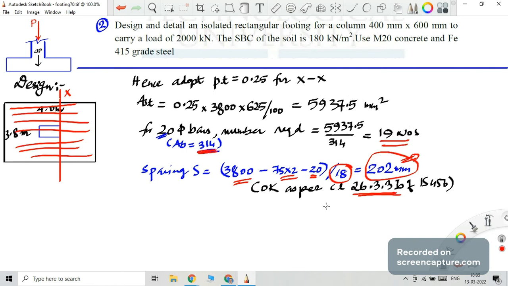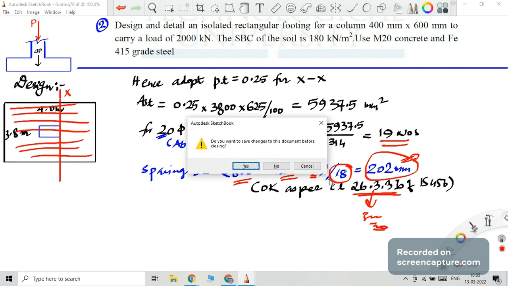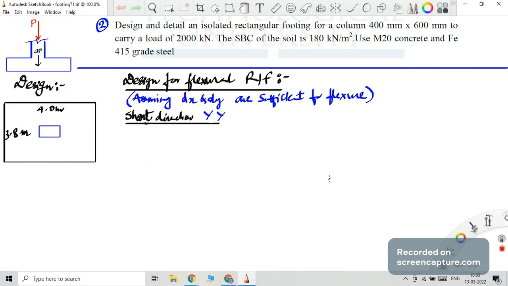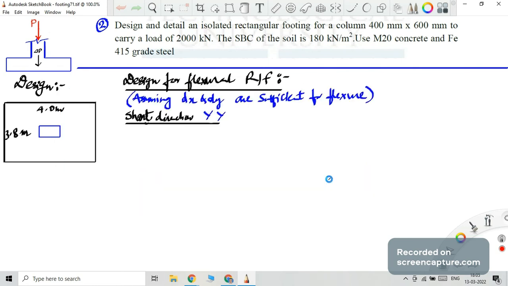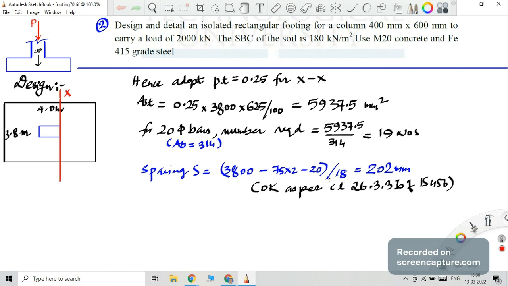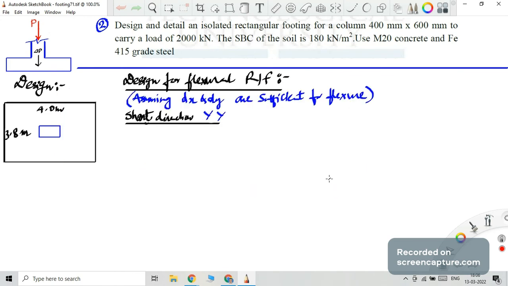Some calculation you need to do as per this. It will be around 300 or 3 times D, all these calculations. So you write that it is okay as per clause 26.3.3 B of IS 456, which is the maximum spacing permitted in slabs, or which the clause says about the maximum spacing permitted in slabs. Now, other direction. So you got the reinforcement like this, 19 numbers, 20 dia.